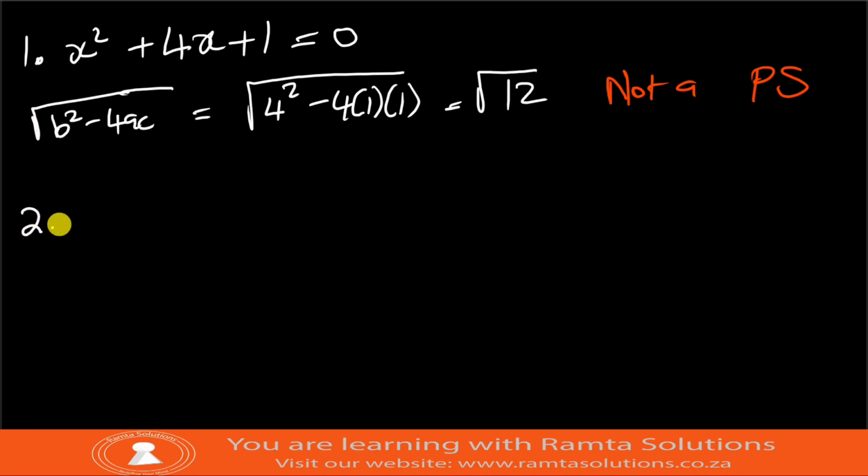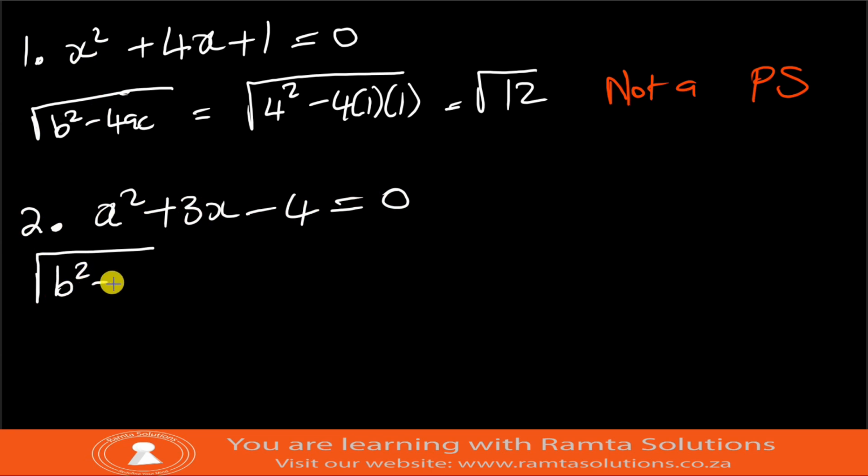Number 2, you have x squared plus 3x minus 4 equals 0. Of course, I can see that I will be able to factorize it using the method that I know. So let's prove it. b squared minus 4ac. What is b? b is 3. What is a? a is 1. What is c? c is negative 4.